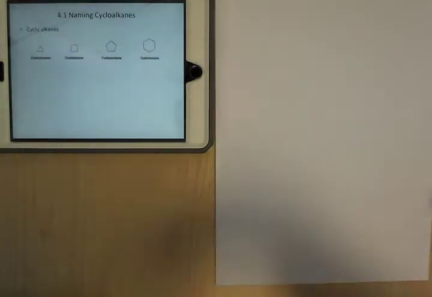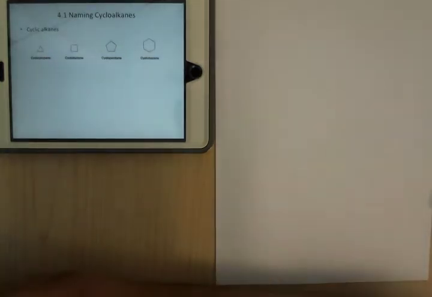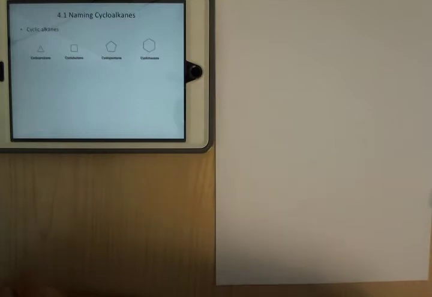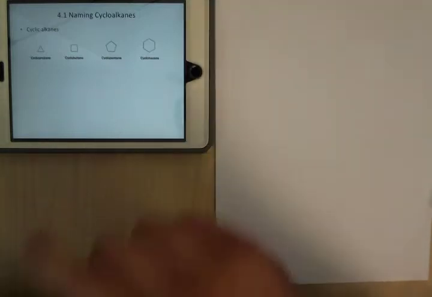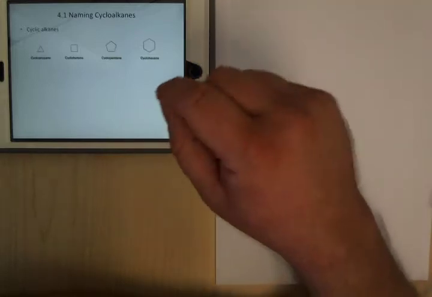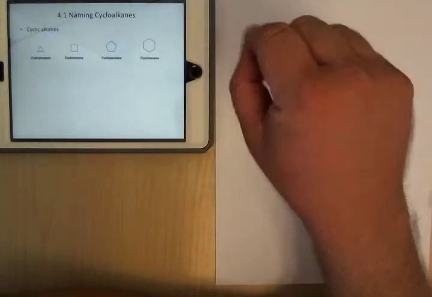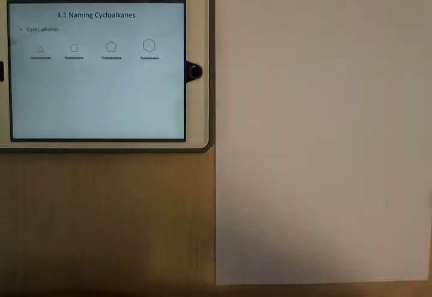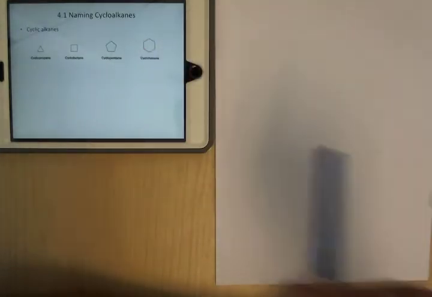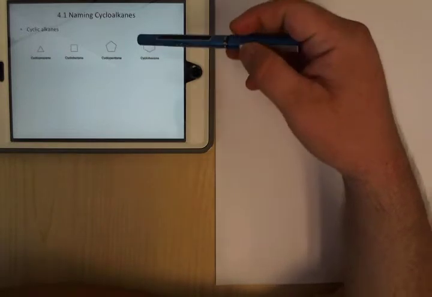Chapter 4. In chapter 3 we were starting to learn about alkanes, which are just carbon-carbon single bonds. But in chapter 3, the carbon chains were all aligned. Now we're going to talk about the situation where the ends meet up and are bonded together to form a ring. We call those cyclic alkanes.